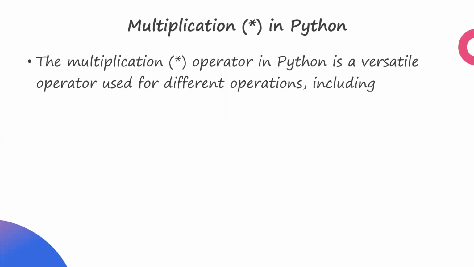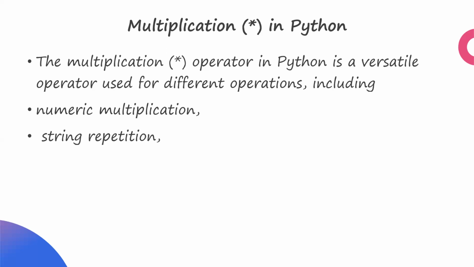So the multiplication operator in Python is a versatile operator used for different operations. It includes numeric multiplication, 1 times 1, 3 times 7, 4 times 5. Okay, the normal multiplication operation we used to know. Then you can also use it for string repetition. If you have a particular string and you want that particular string to be repeated so many other times, you can use it to create duplication. Okay, we are going to see how to do all those here.